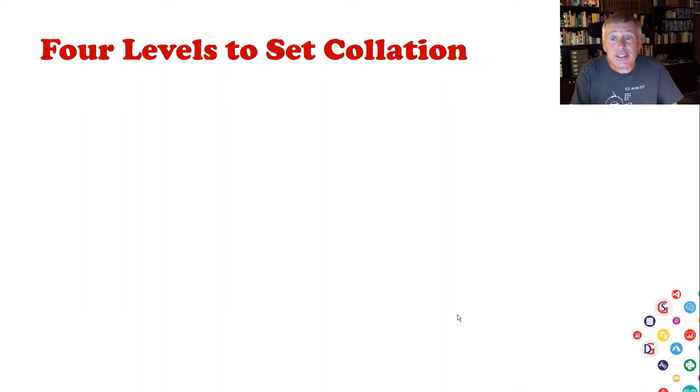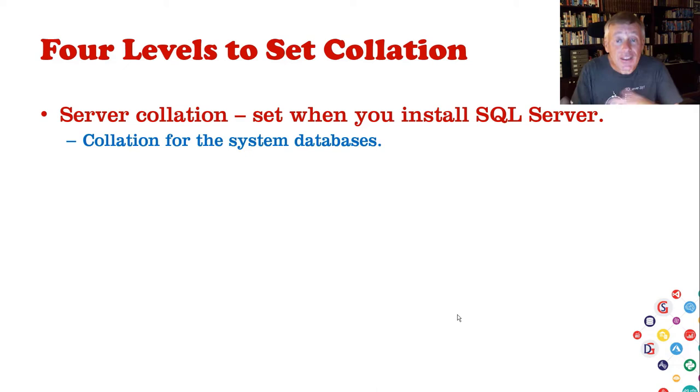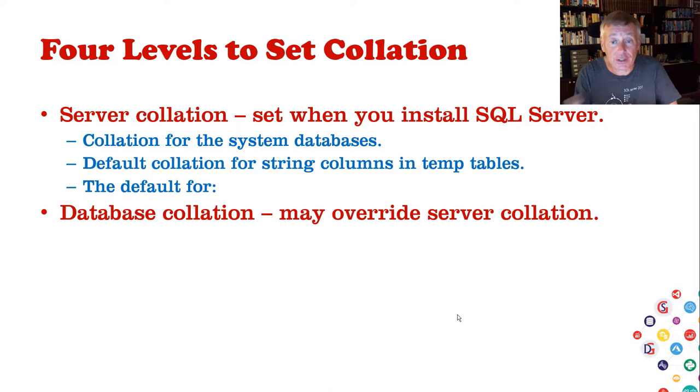We can do that on four different levels. First of all, there is the server collation, which we set when we install SQL Server. The server collation sets the collation for the system databases, and it serves as the default collation for string columns in temp tables. The server collation also serves as the default for the database collation.